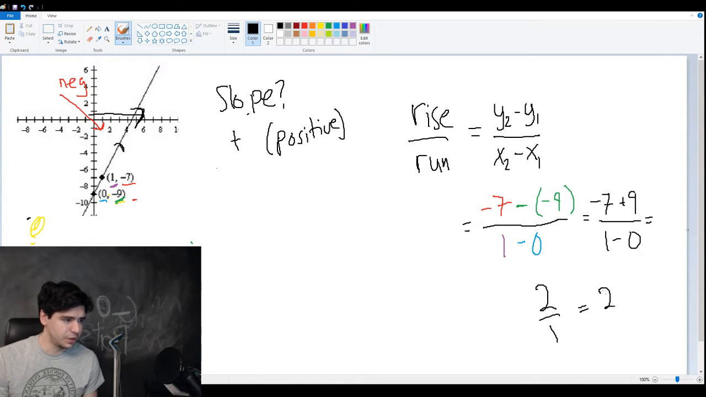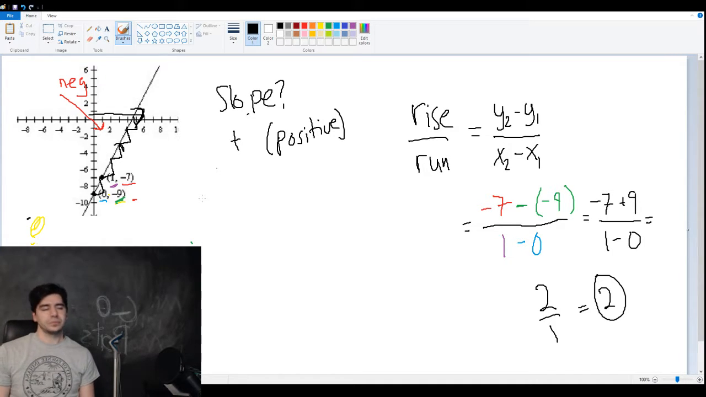So our slope here ends up being 2. What that means is for every x value I increase, my y value will increase by 2. You can see this. What it did here is it went 1 to the right and 2 up. 1 to the right, 2 up. That's what my slope means. So hopefully that makes sense.